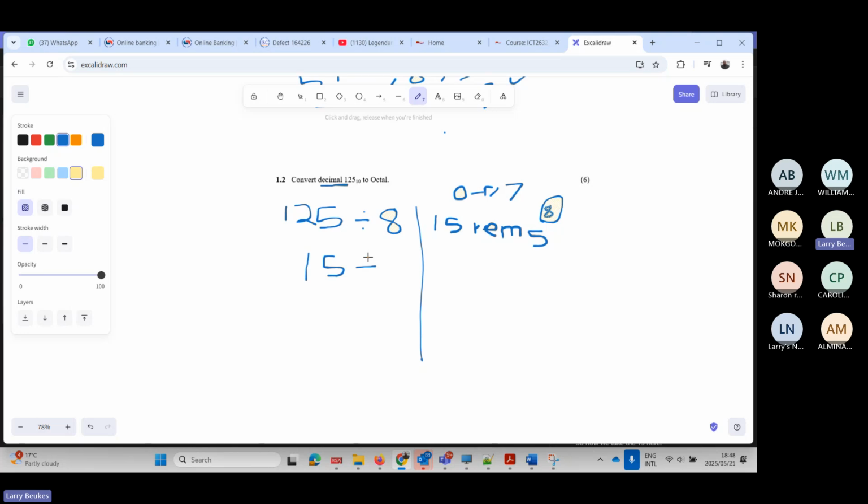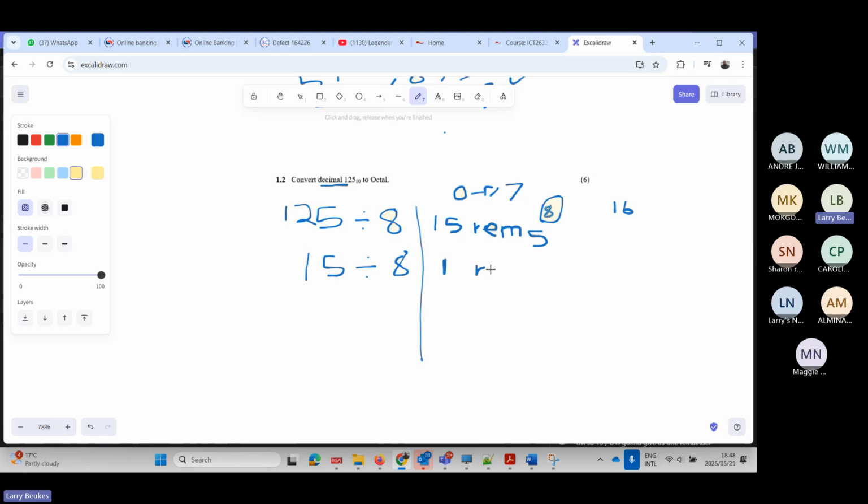Then we say 15 divided by 8. So we will always divide by 8. I want you guys to notice something here. Because it's octal, we are dividing by 8. When we get to hex, we're going to divide by 16, only if we're converting from decimal to hex, right? Okay. So 15 divided by 8 is going to give us 1 remainder. How much will the remainder be? 7, right? So 8 plus 7 is 15. Okay, great stuff.